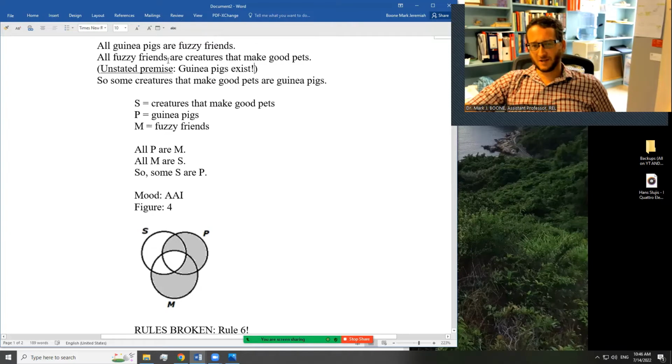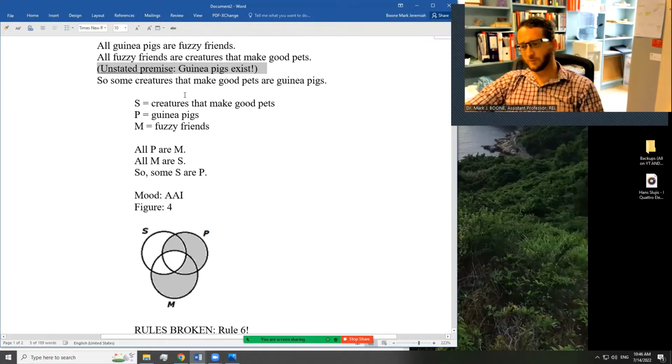So from the statement that guinea pigs exist, and the statement that all guinea pigs are fuzzy friends, we can conclude some guinea pigs are fuzzy friends. From the statement some guinea pigs are fuzzy friends, and the statement all fuzzy friends are creatures that make good pets, we can conclude that some guinea pigs are creatures that make good pets, from which we can also conclude that some creatures that make good pets are guinea pigs. So one unstated premise will get the job done.